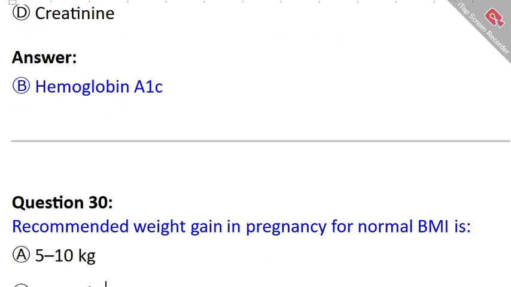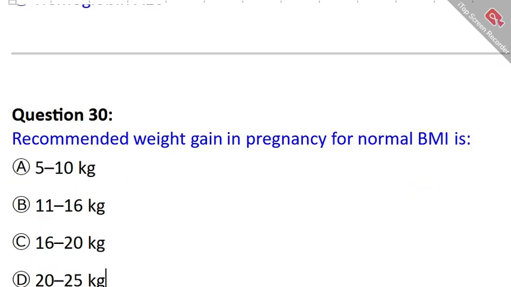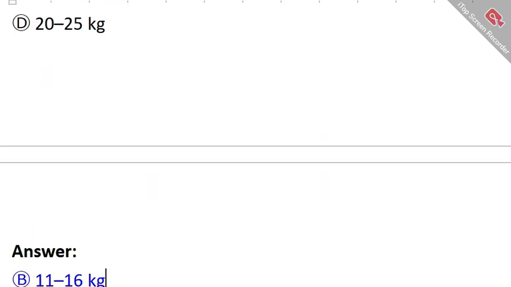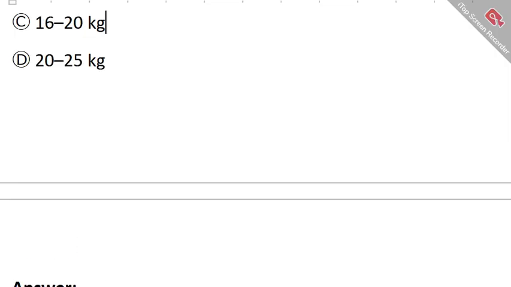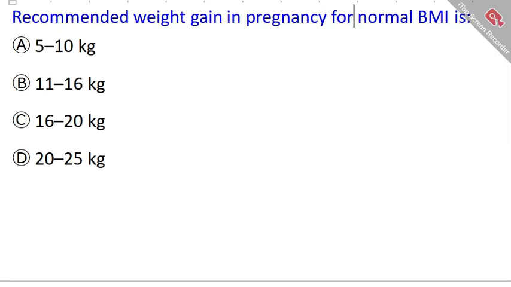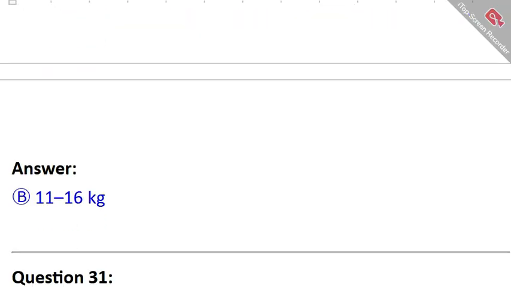Let's move to question number 30. The recommended weight gain in pregnancy for a normal BMI is. What is the recommended weight gain? Read the four options, select your best choice, and then I'm going to give you the correct answer. Compare your option with the correct one, which is option B, 11 to 16 kg. Weight gain is recommended in pregnancy for a normal BMI.